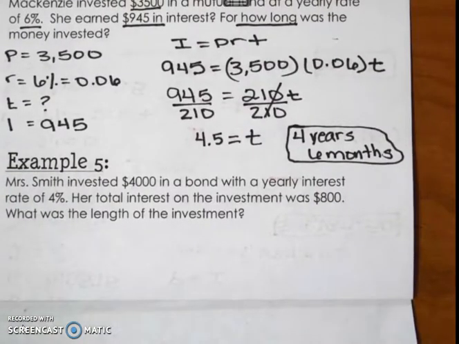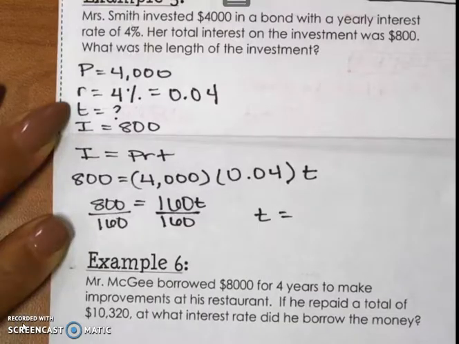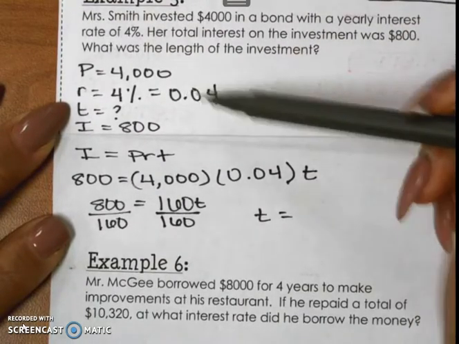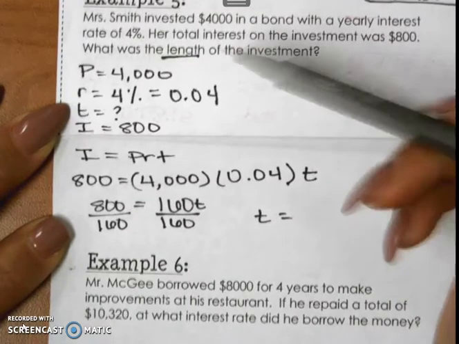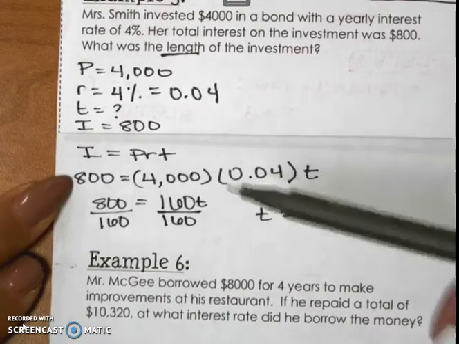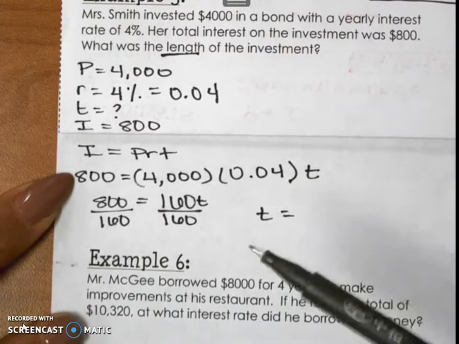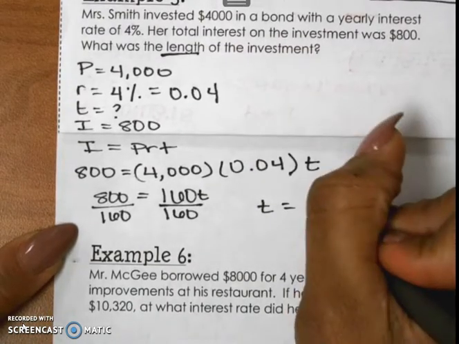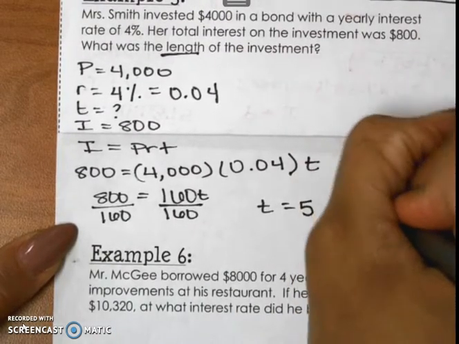Attempt example 5 by yourself. So for this example, my principal is 4,000. My rate is 4%, which I will change to a decimal, 0.04. The question is, what is the length of time? The length of the investment, which is time. My interest is $800. So I would put that in the formula: 800 equals 4,000 times 0.04 times T. I'll get 800 equals 160 T. Divide both sides by 160. Then my time will equal 5. So my answer is 5 years.